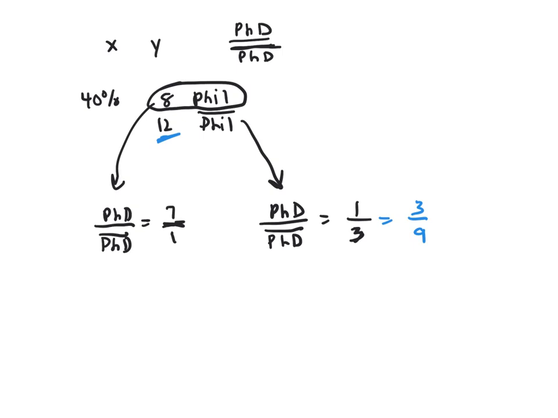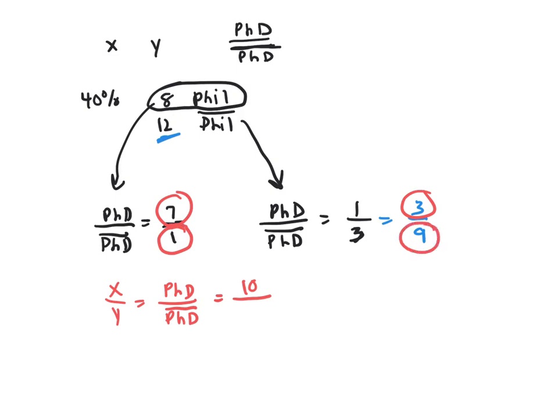So that means I'm trying to find X over Y, and that's PhD to not PhD for the entire group. And how many PhDs do I have? I have 7 plus 3 is 10. And of course, the denominator is going to have to be 10 because I've got 20 members. But that makes sense because I've got 1 PhD, 9 not PhD. 1 plus 9 is 10. And then reduce that to 1 over 1. So your X is 1 and your Y is 1.